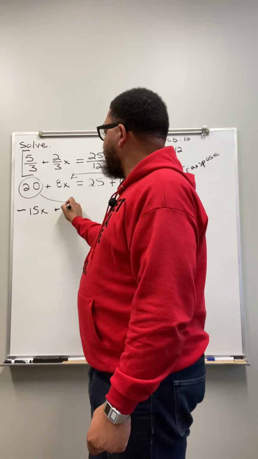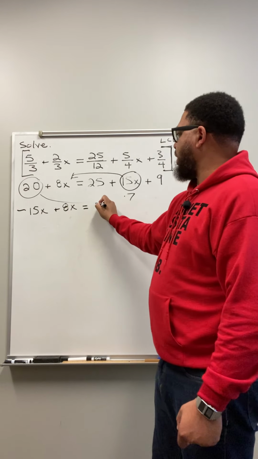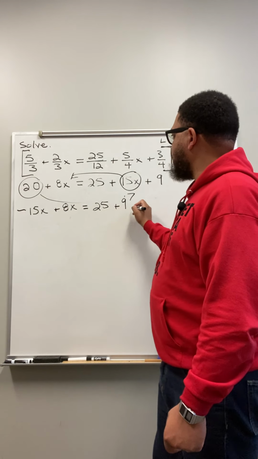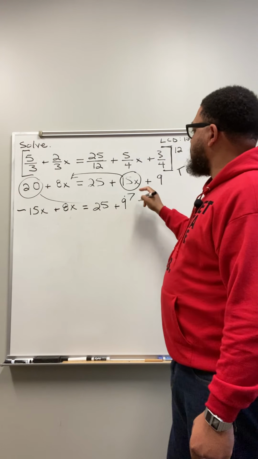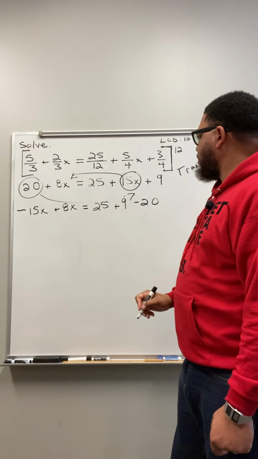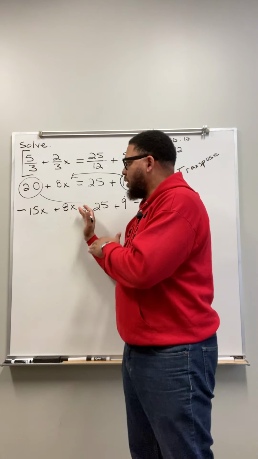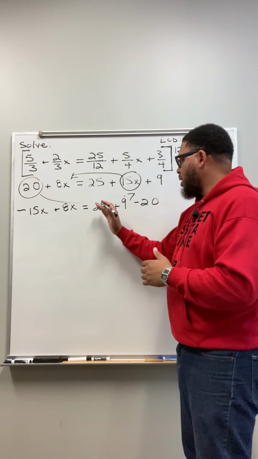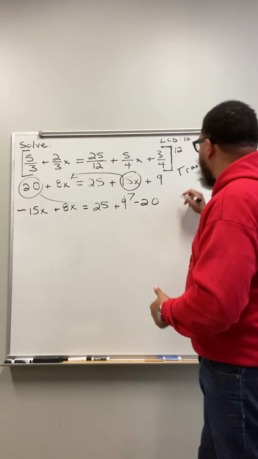And the 8x was already over there, so that's still positive. And now the 25 was already on the right side, so that stays positive. The 9 was already on the right side, that stays positive. The 20 was positive on the left, but it crosses the equal sign, and now it's going to be minus 20, right? So now we got our problem more organized. We got our x terms on the left-hand side. We got our constants, or what we call regular numbers, on the right-hand side. And now what we're doing is we're going to actually combine like terms.